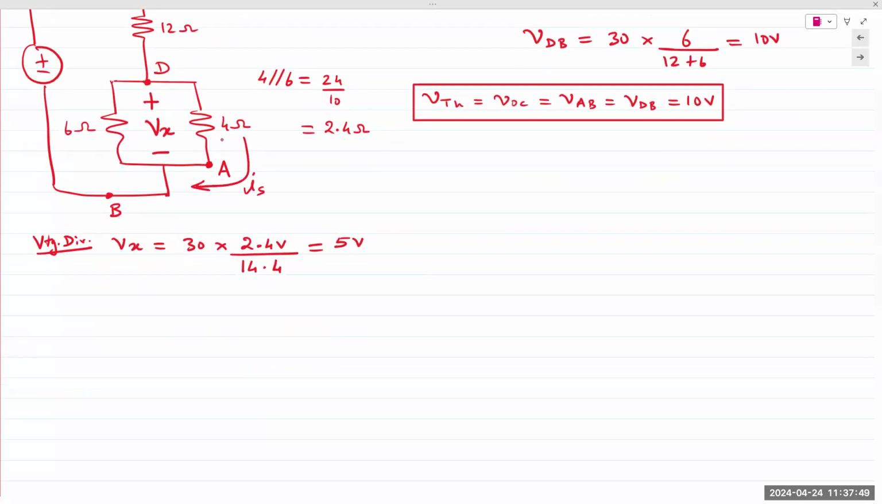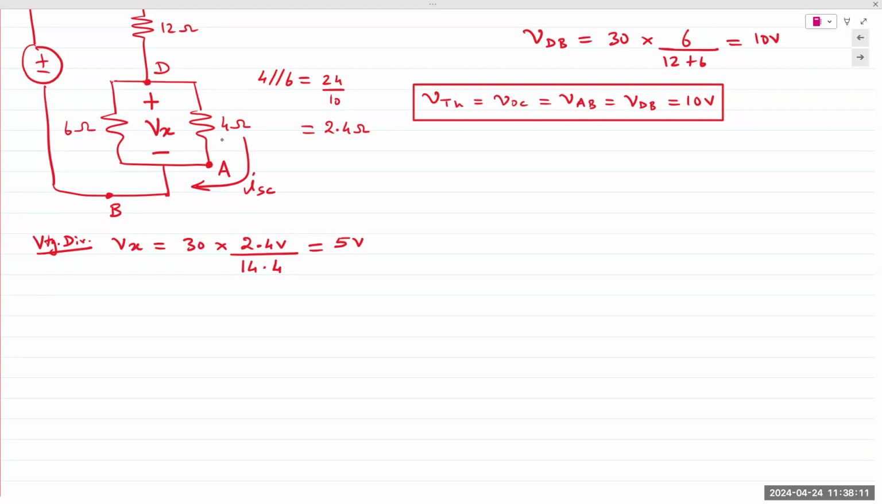And this would be ISC coming from the 4 ohm resistor. 4 and 6 are in parallel, so the voltage across both of them is a result of the Req of 4 and 6. 4 and 6 in parallel is 2.4. That 2.4 ohms is in series with a 12 ohm resistor.